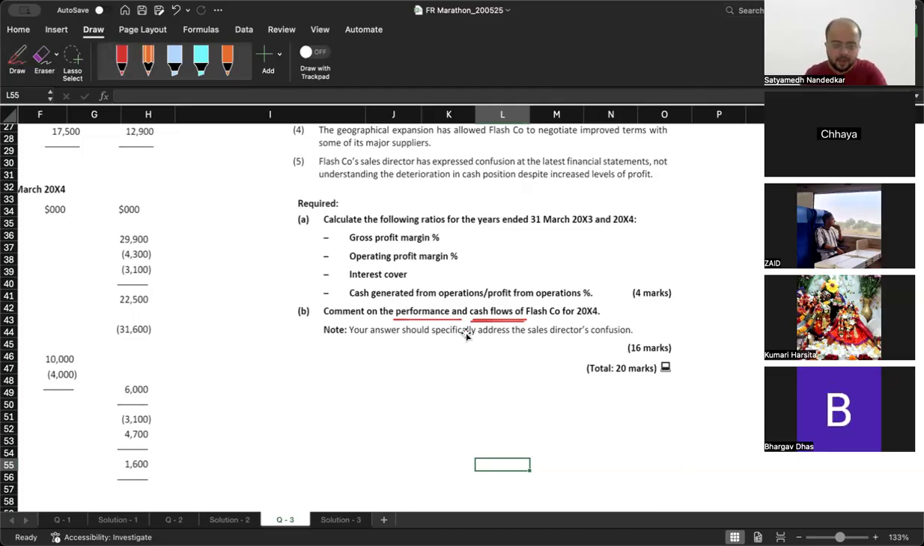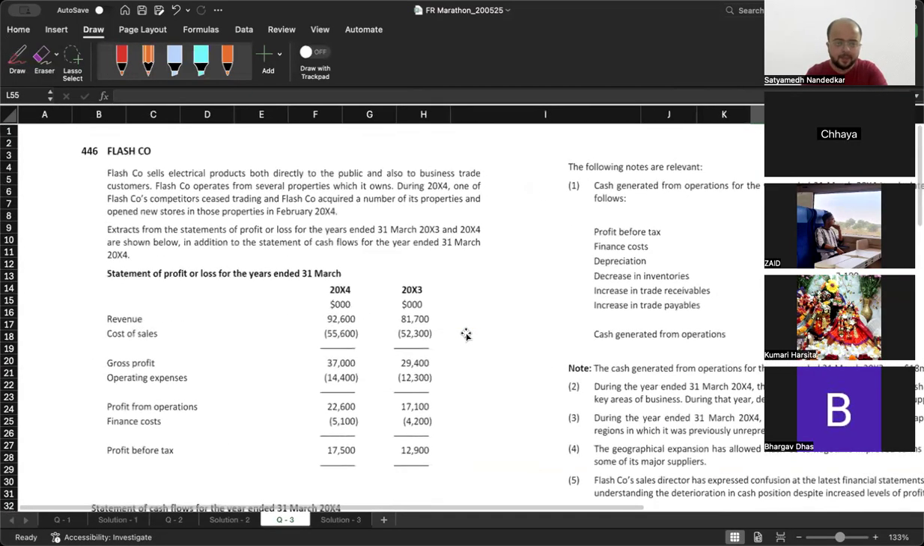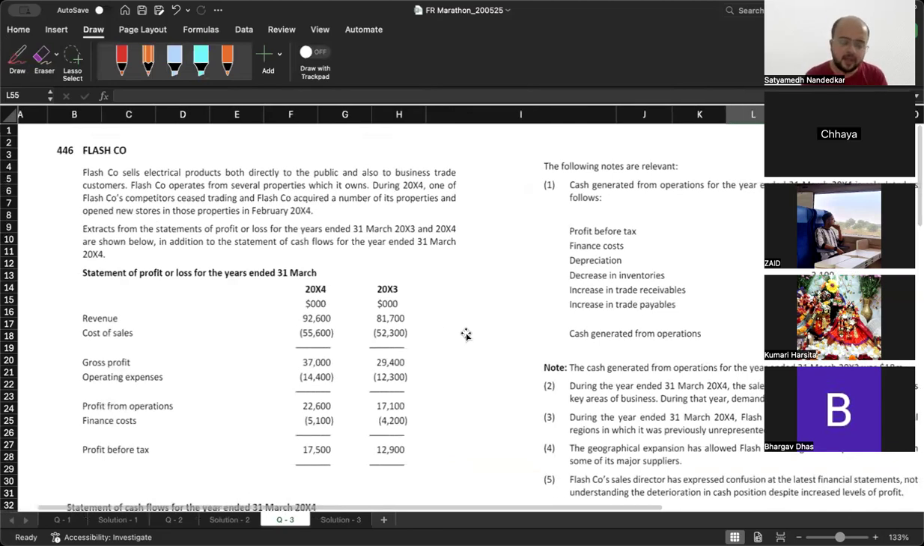Now look at the data. Flash company sells electrical products both directly to the public and also to the business trade customers. Flash company operates from several properties which it owns. Can you read the remaining part for me, Harshita? Yes, sir.